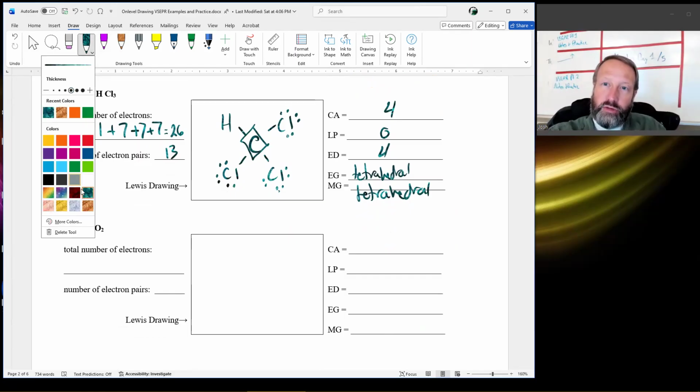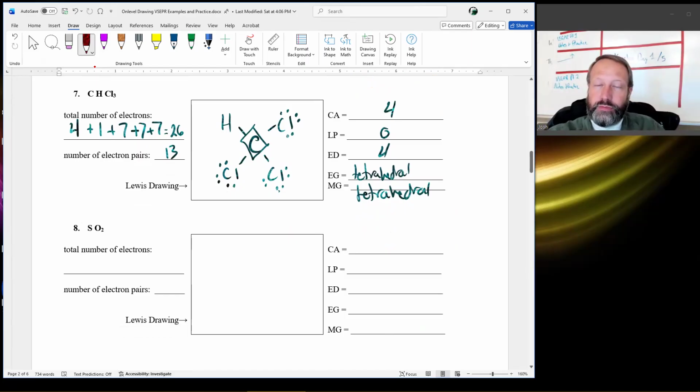And let's give this red stuff here a try and see what happens. Sulfur is 6. Each oxygen is 6. So that's 18. I'm going to have 9 pairs to show. Sulfur in the middle. And this one's kind of tricky, so just take my word for it. Sulfur is lower in electronegativity than oxygen. It is the way it goes.